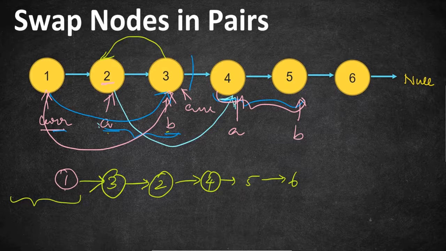So now as usual, using the same technique, we are going to swap A and B, and after swapping them and giving these 3 connections, we are again iterating all 3 pointers towards the next set of nodes, and we are going to iterate till our current dot next meets null. So yes, this is it. Hope you're understanding this logic.